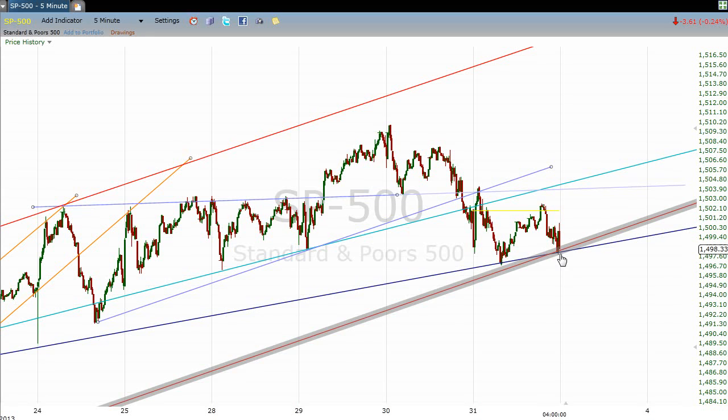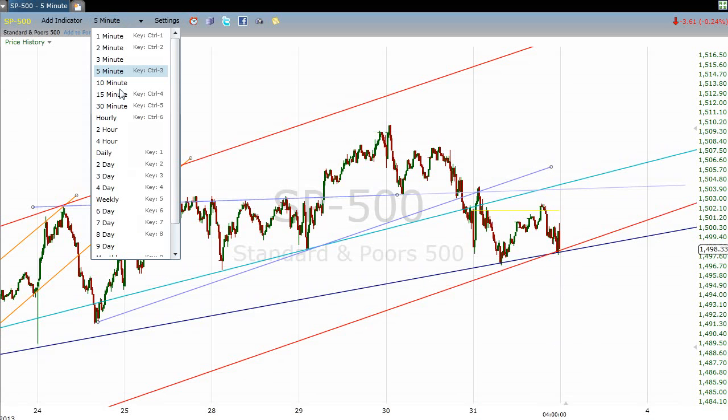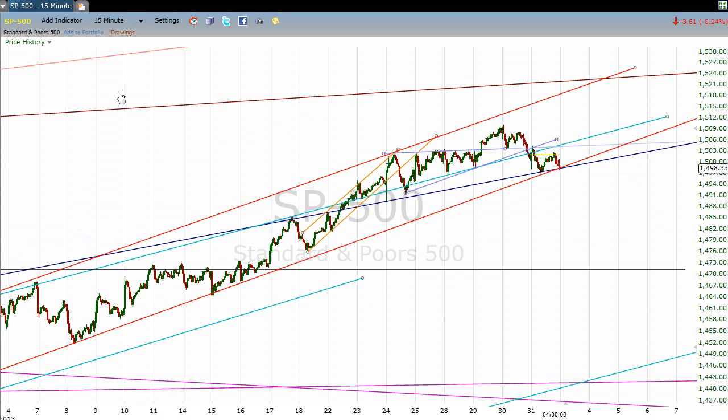So if there's anything that serves as a catalyst to break this line, it could do so. Maybe watch the futures overnight. See if we pick up a hint there. But that's really about it for today, guys. We got two tests of this bottom line.